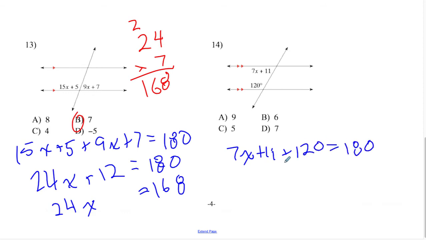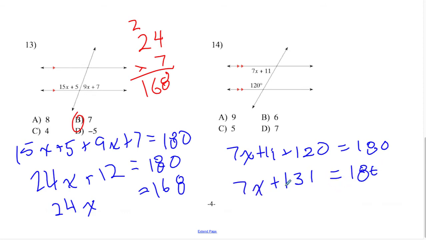Okay, from there, I'm going to combine like terms. I have an 11 and 120 that combine to form 131. I still have my 7x, and that is equal to 180. From there, I'm going to subtract 131 from both sides. If I subtract 131 from both sides, I'm left with 7x is equal to 49. Divide both sides by 7, x is equal to 7. Correct answer is D. I think that's the last one for this page.